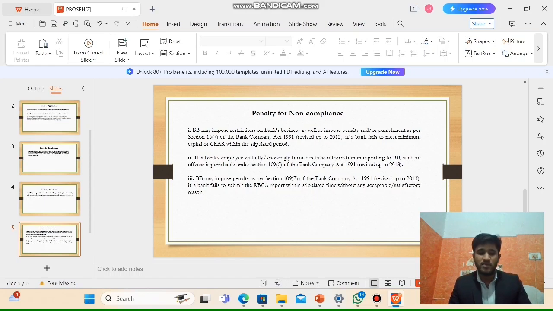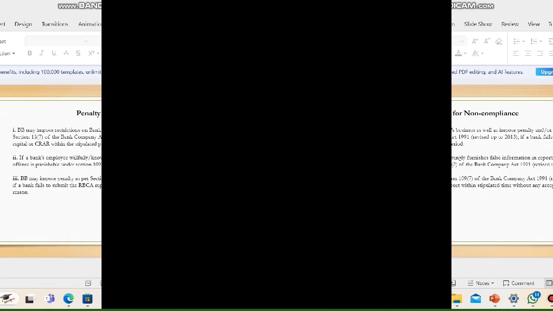The third punishment: Bangladesh Bank can impose a penalty as per section 190(7) of the Bank Company Act if a bank fails to submit its risk-based capital adequacy report within the stipulated time without satisfactory reason. These are the penalties that can be imposed on financial institutions and banks if they do not comply. Thank you. That's all.